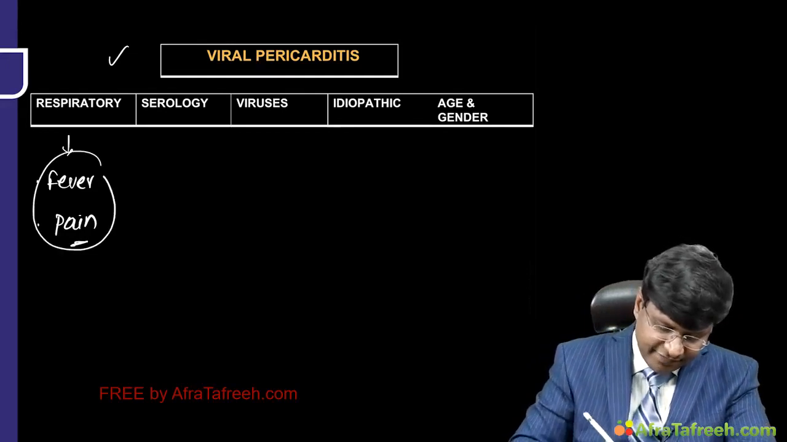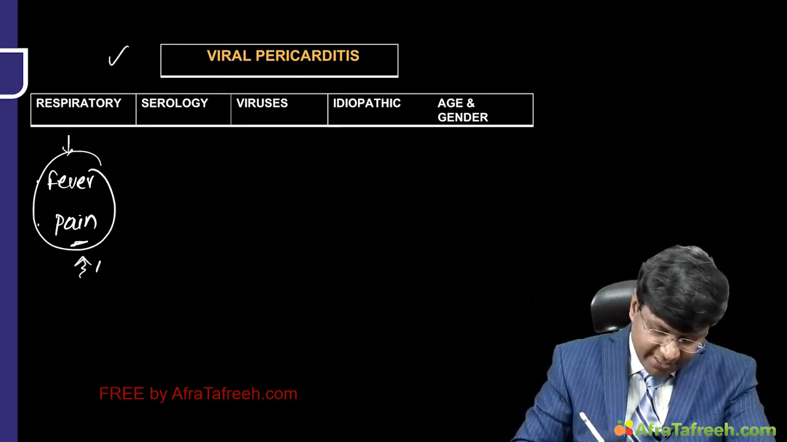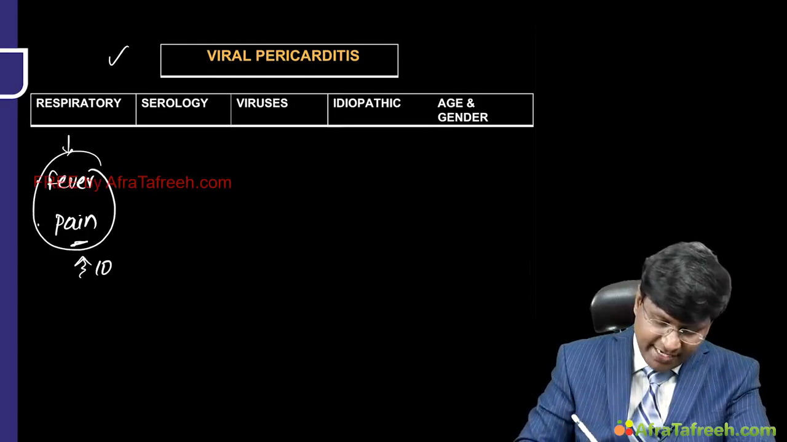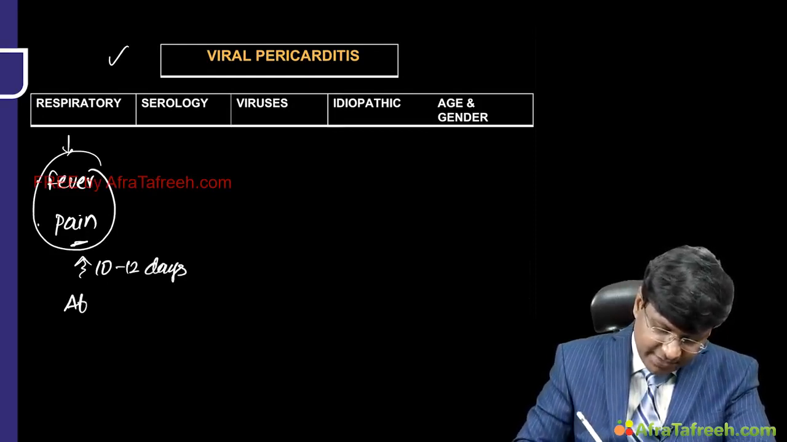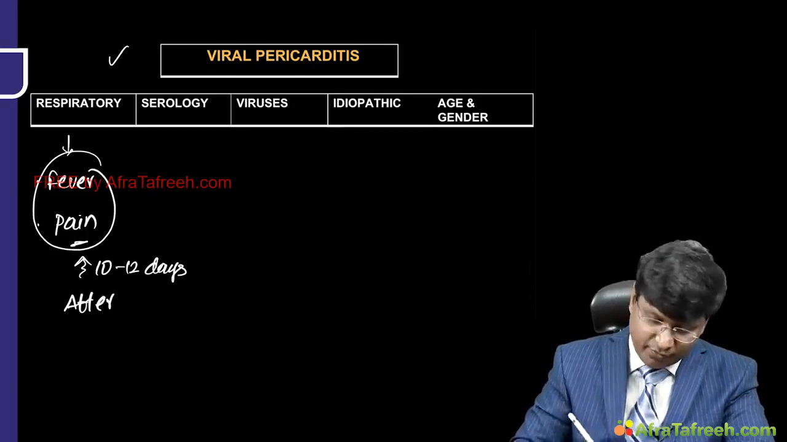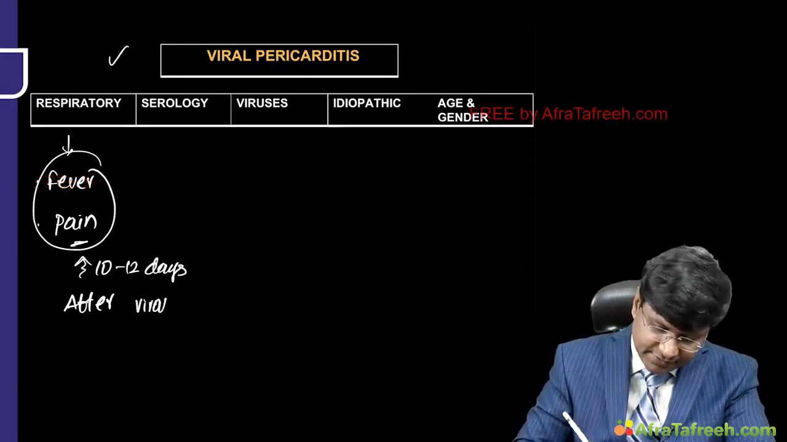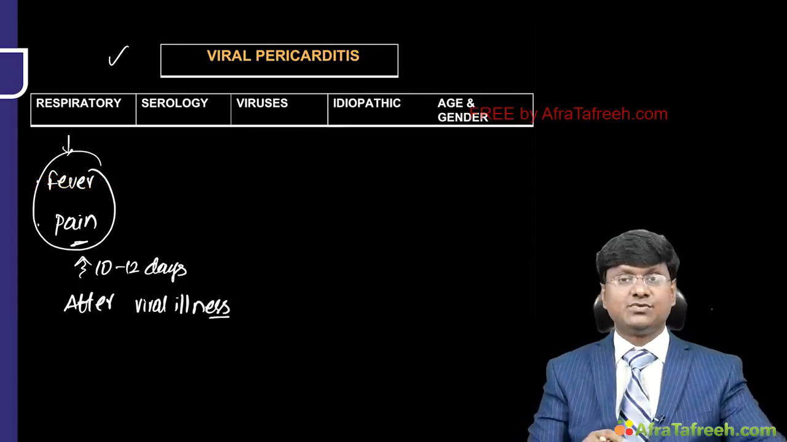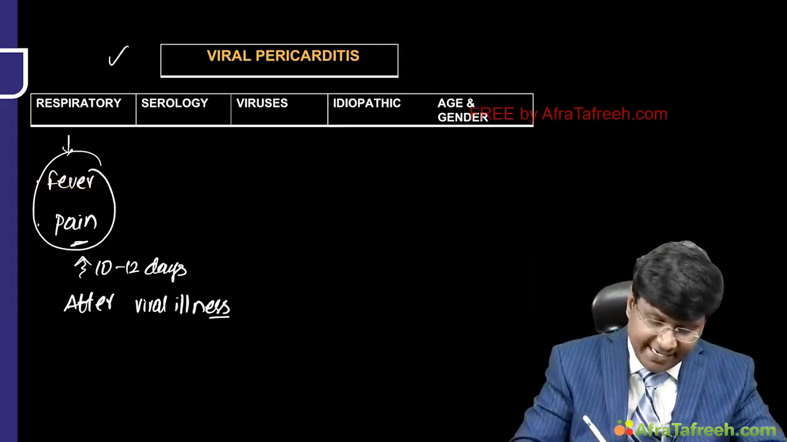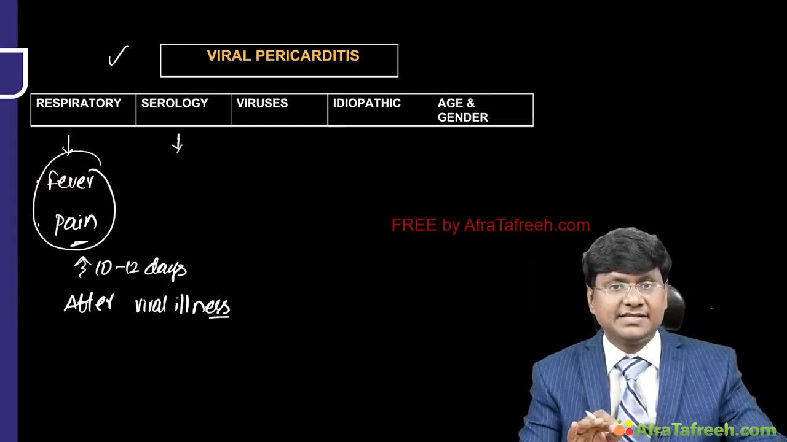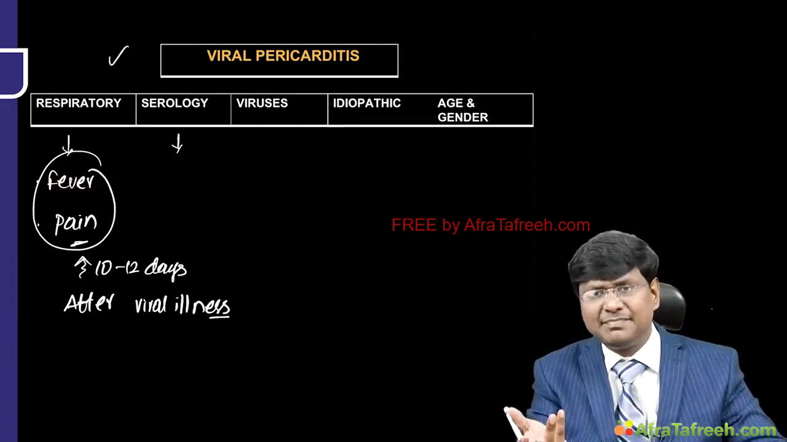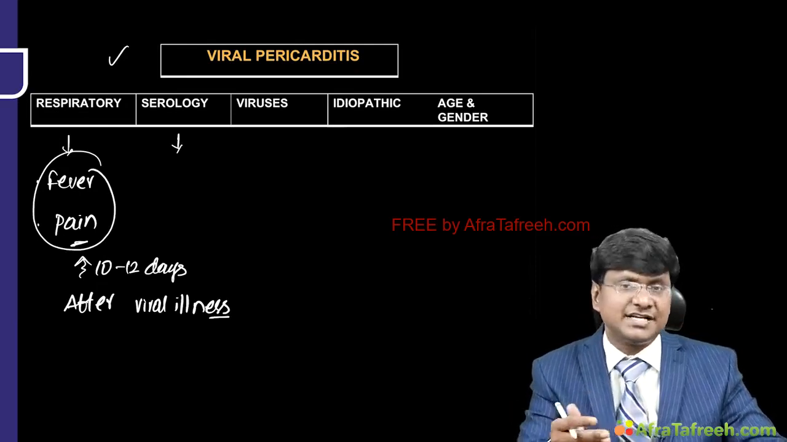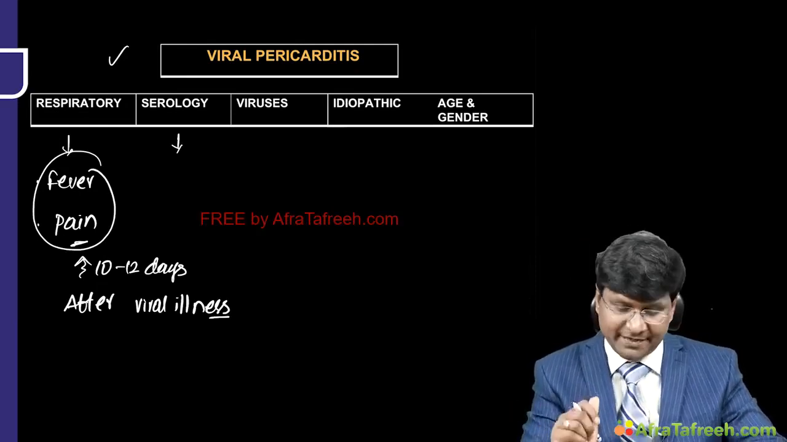These clinical features usually develop 10 to 12 days after viral illnesses. Now, serology, what did I discuss? Most of the time the virus may get picked up and sometimes it may not be picked up. In such a case, we need to call it idiopathic pericarditis.